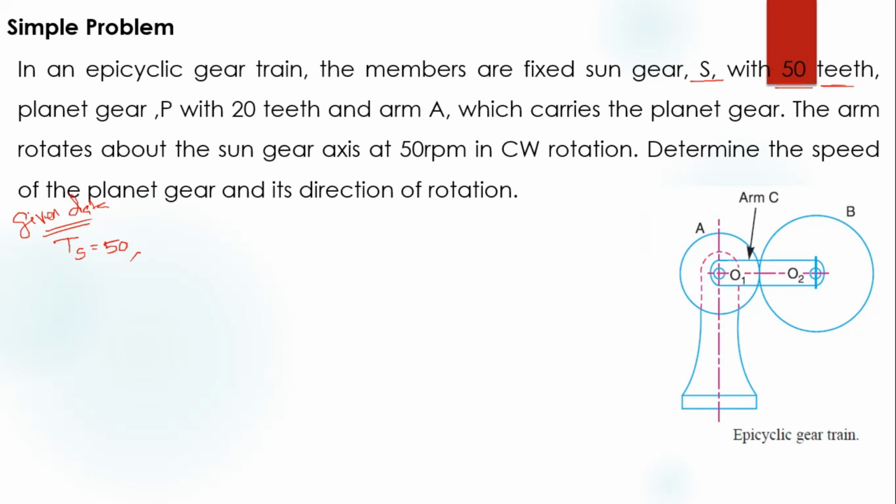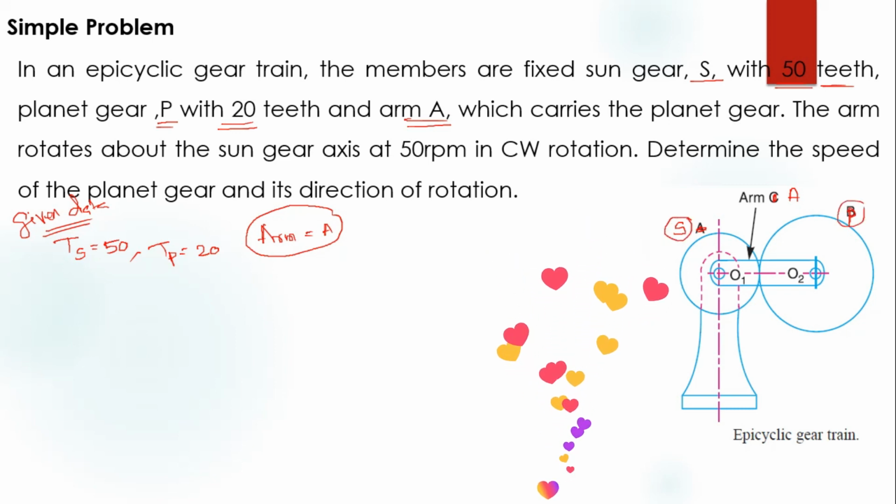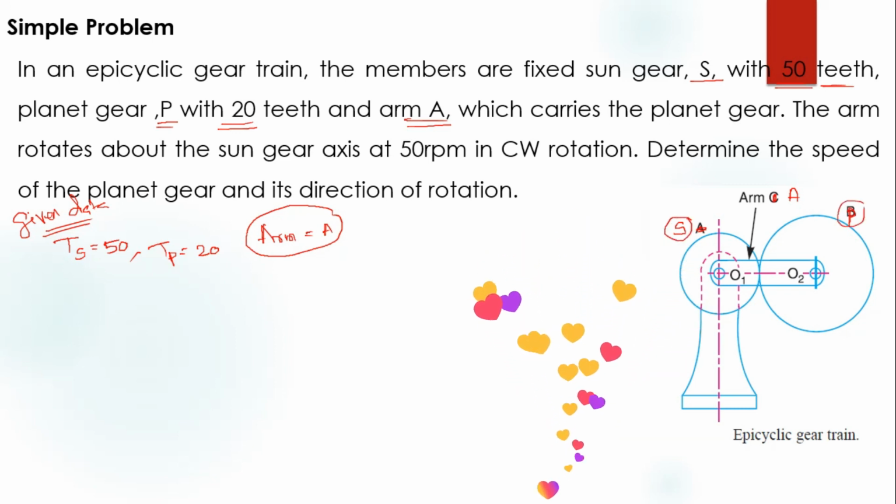Then second one, the planet gear P with 20 teeth. So TP, which is equal to 20 teeth, and the name of the arm, which is A. So here this is arm A and this is sun gear, we know that, and this is the planet gear P, right? So sun gear S and planet gear P both are meshed externally, right? If the sun gear rotates in anti-clockwise direction, then the rotation of the planet gear should be in the opposite direction, right? So this is the concept.